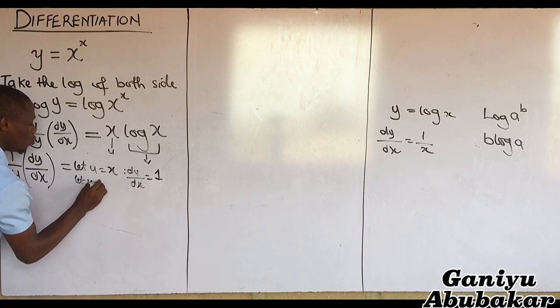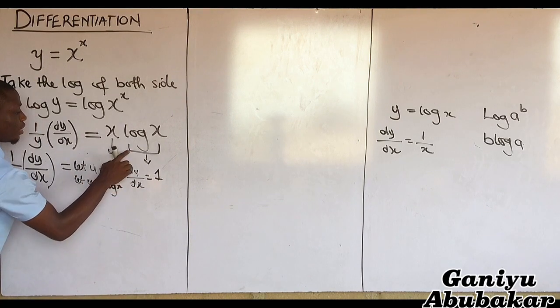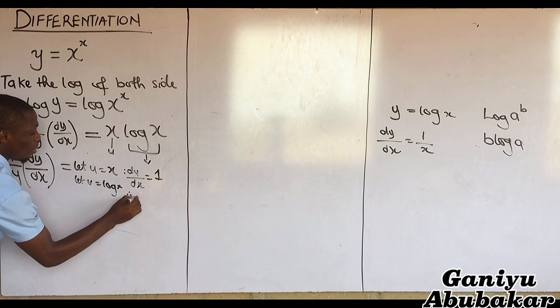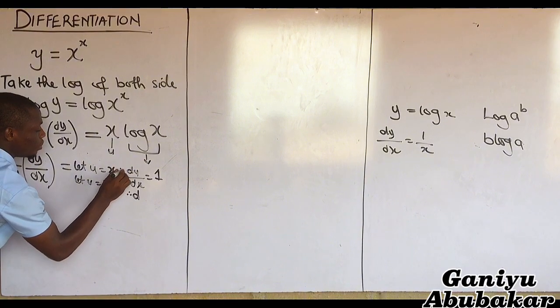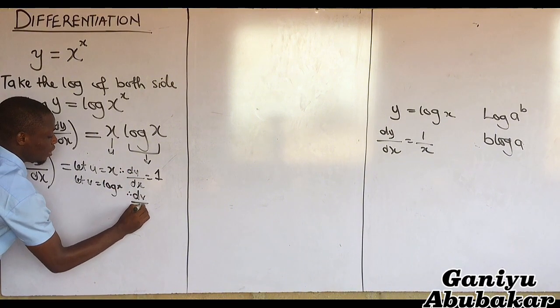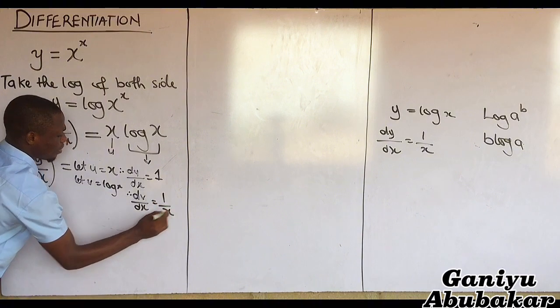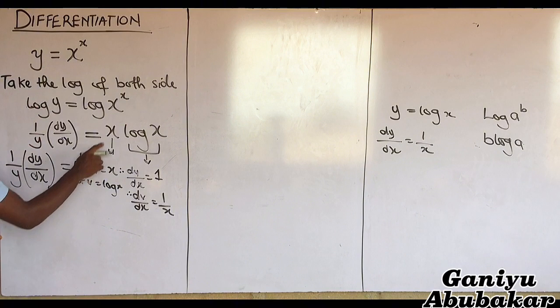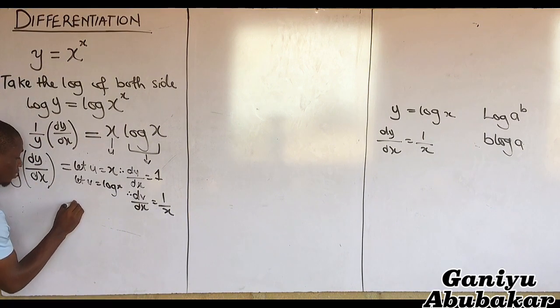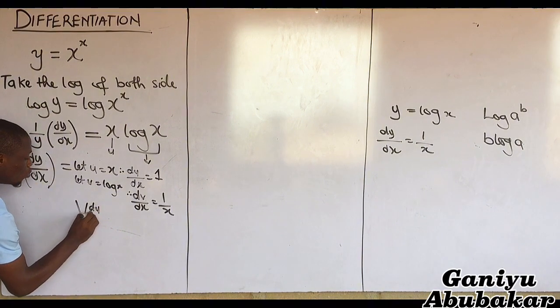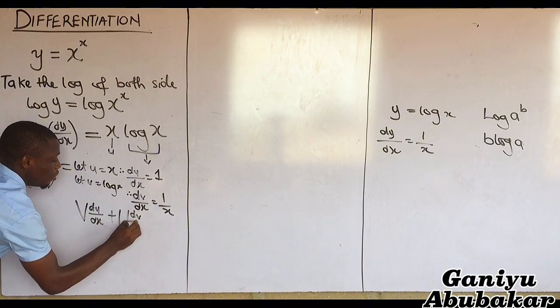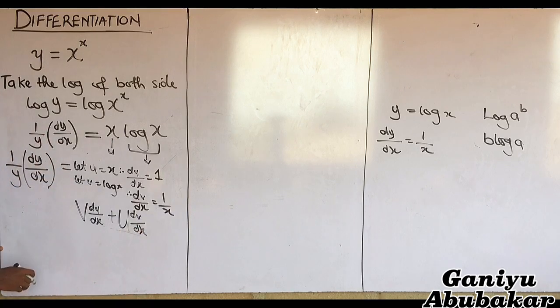Also, let v be equal to log x, as we said now. Differentiating v with respect to x, I'll have dv over dx to be equal to 1 over x. Now, I apply the concept of product rule. Why? They are multiplying. For product rule, we recall that we said v du over dx, plus u dv over dx. I have this here.